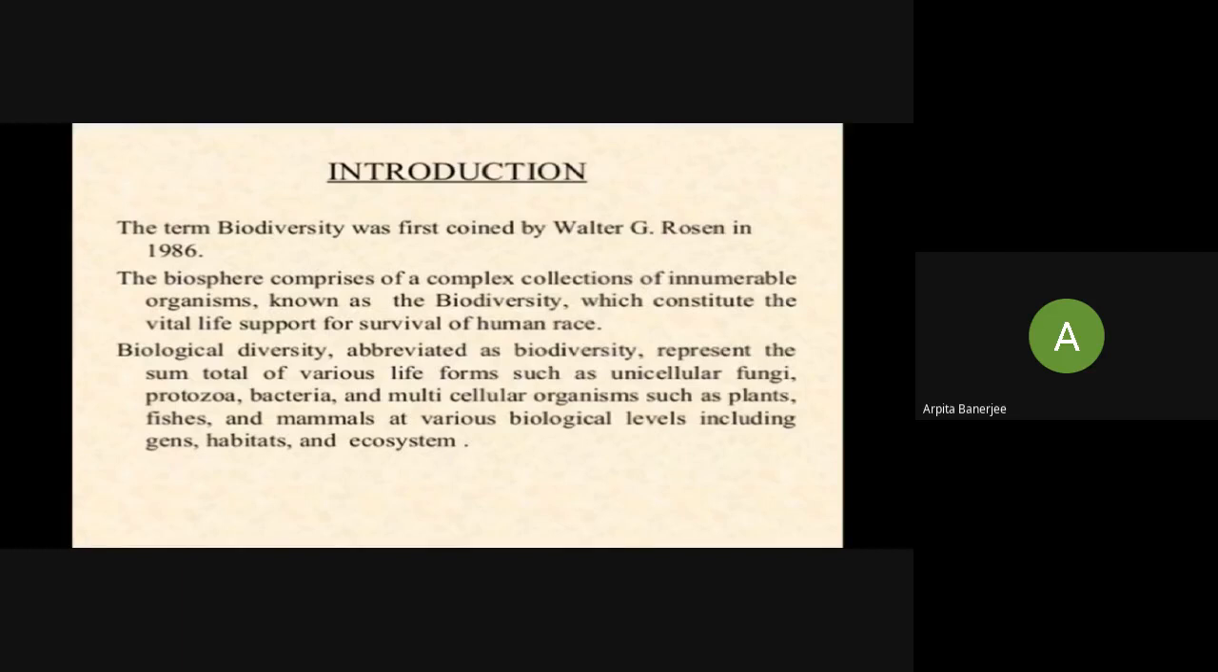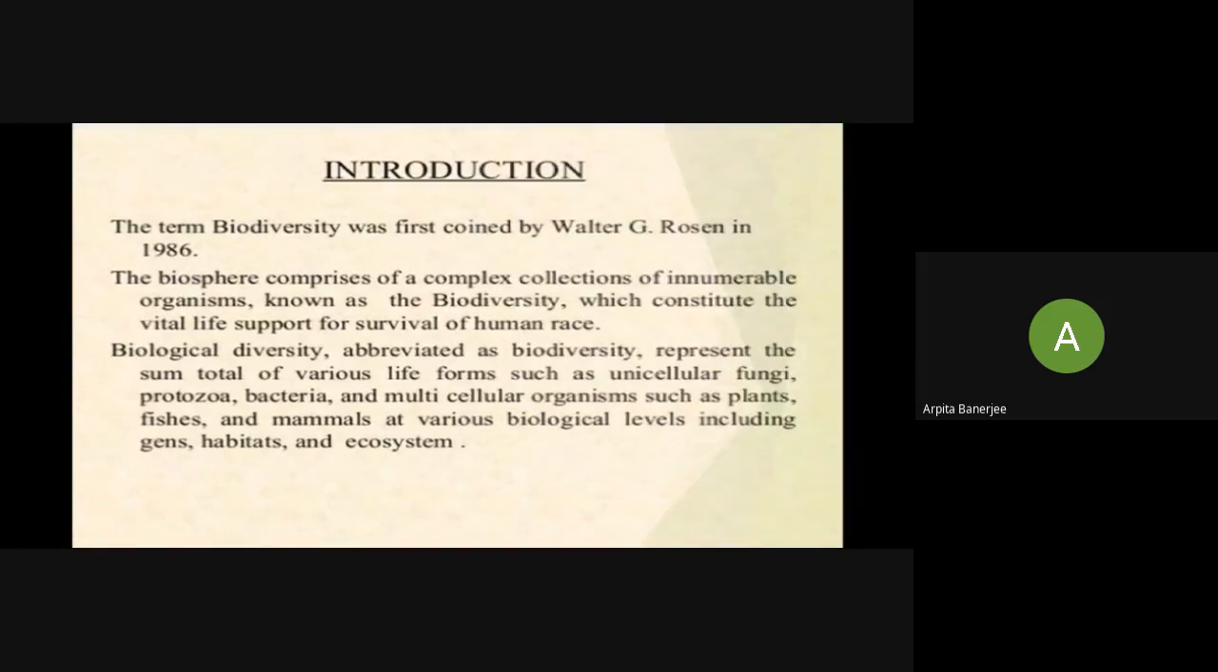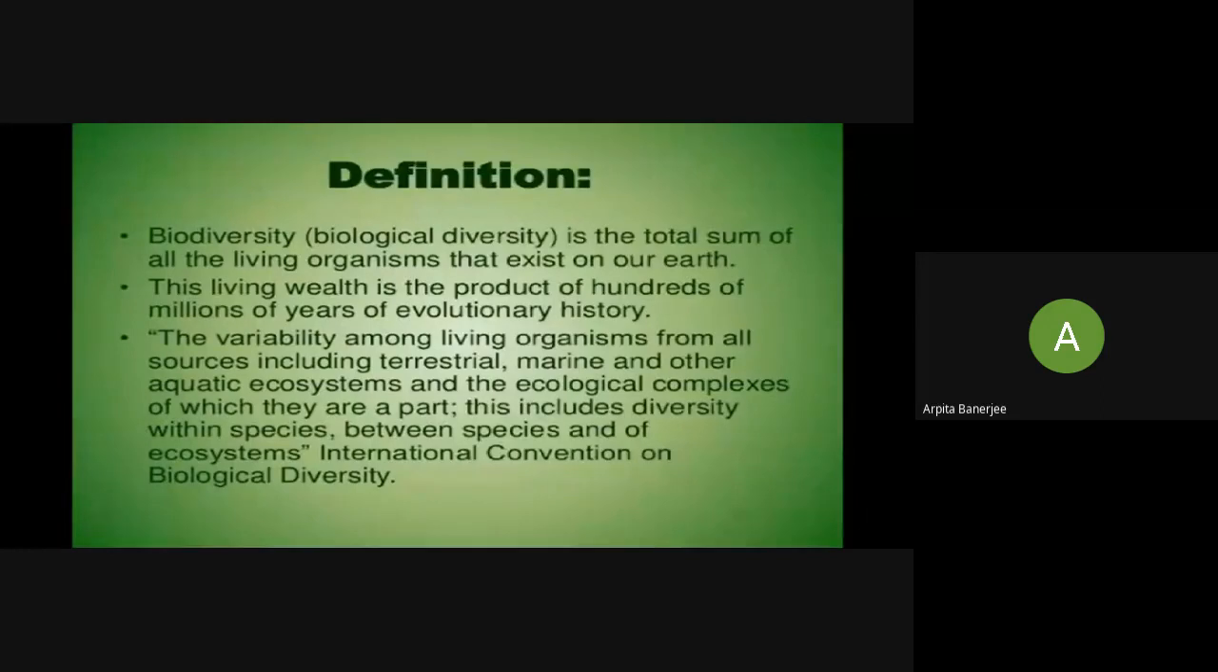Or we may say biological diversity, abbreviated as biodiversity, represents the total sum of various life forms such as unicellular fungi, protozoa, plantae, multicellular organisms, and mammals, which are also part of this biodiversity. Now we will see the definition of biodiversity, and it has some features also. Biodiversity is the living wealth, a product of hundreds of millions of years of evolutionary history.